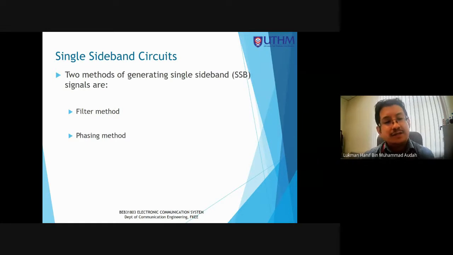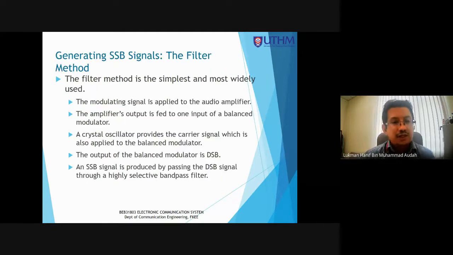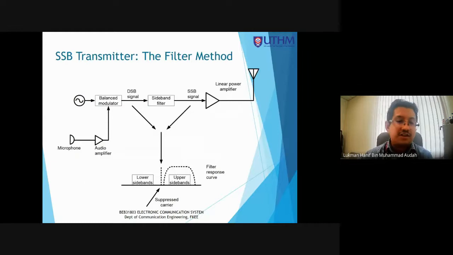So ada dua kaedah. Yang pertama adalah filter method. Yang kedua adalah phasing method. So filter method we use filters. Phasing method we don't use filter. Okay, dalam phasing method kita tidak menggunakan filter. So macam mana dengan filter method? First we look at the filter method. Ini ditunjukkan SSB transmitter, the filter method.